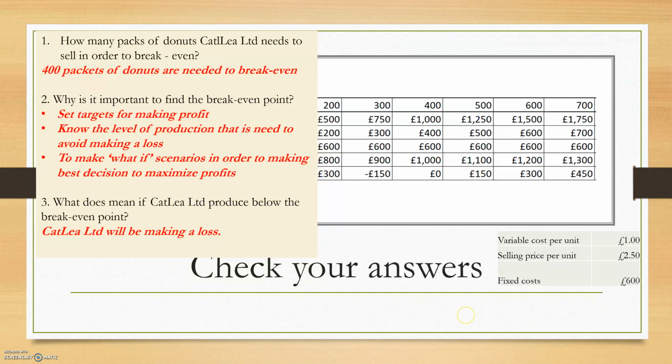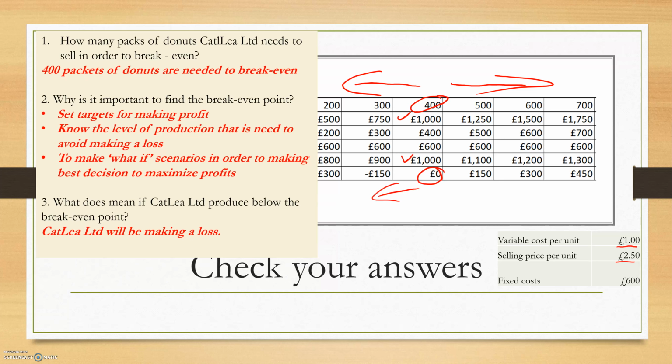So how many packs of donuts does Ketlia need to sell in order to break even? Well, 400 packets, as we can see here, because the total profit is 0, because total revenue is the same as total costs. Why is it important? Well, to set targets for making profit. She now knows that she needs to produce above 400 packs of donuts to make a profit, and if she produces less, she's going to make a loss to avoid. Secondly, to know the level of production that she needs to make not to make a loss, and finally, to do what-if scenarios.